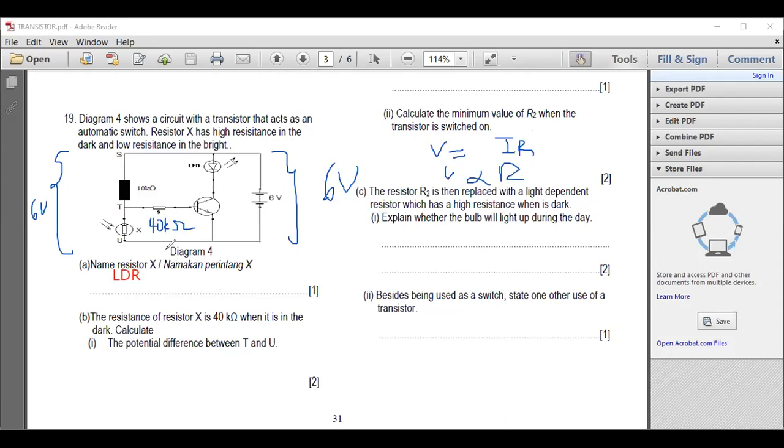Now we know that from S to U, your total resistance is 50 kilo ohm. So 50 kilo ohm is equivalent to 6 volt. That means if you only have 40 kilo ohm, what will be the voltage? So 40 divided by 50 times 6. You use a ratio method lah. Because from here to here is 50 kilo ohm, 50 kilo ohm is 6 volt. That means if there's only 40 kilo ohm, you want to know the voltage here, right? So what is the voltage? 40 divided by 50 times 6. Okay, so what do you get?